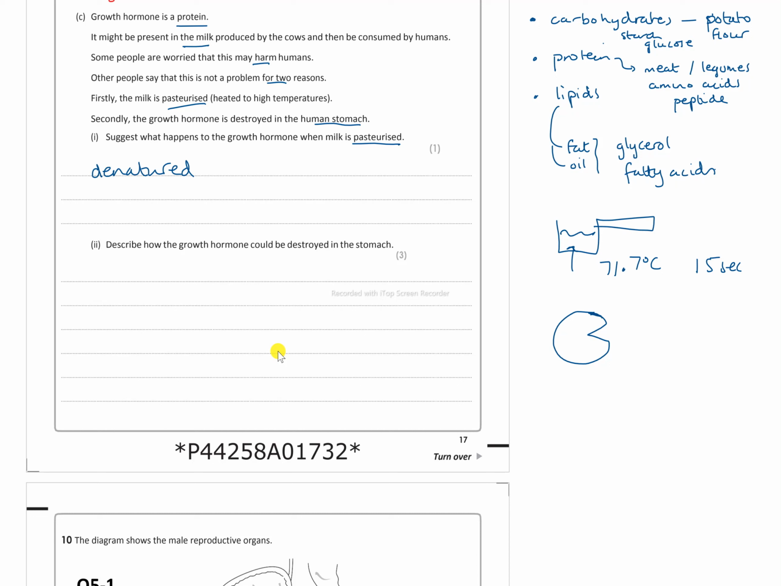All right. Okay. Well, let's just forget that for now. We can come back to that if we need to. So it's denatured due to the heat. Right, that means it can't perform its function as a protein, as a growth hormone.